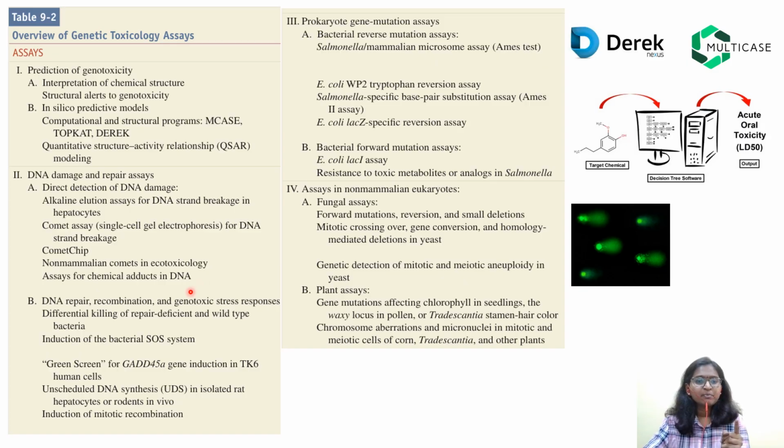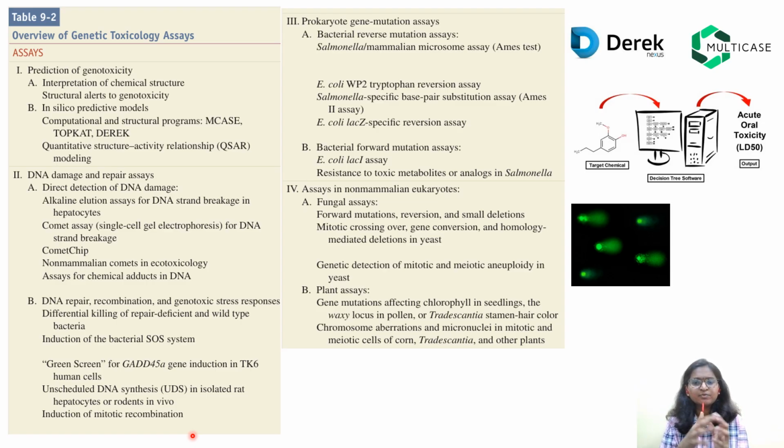Next, we see DNA repair and recombination. Under that, what are the assays which are listed? Differential killing of repair-deficient and wild-type bacteria, induction of the bacterial SOS system, GreenScreen for GADD45A gene induction in TK6 human cells, unscheduled DNA synthesis in isolated rat liver and rodents in vivo, and induction of mitotic recombination. So I would like to say that please don't panic or get stressed that you have to remember all these assays.